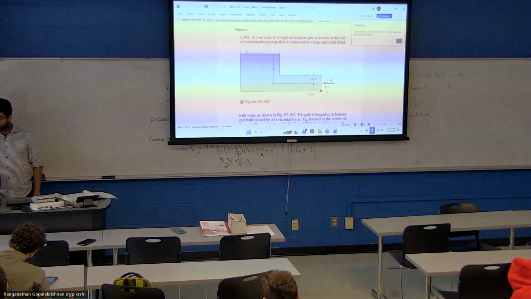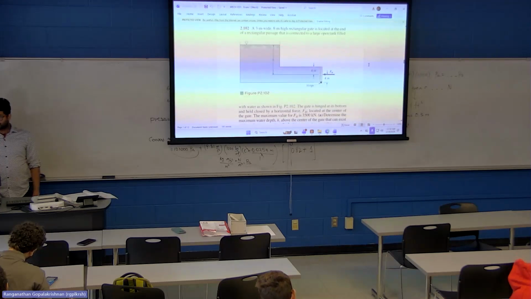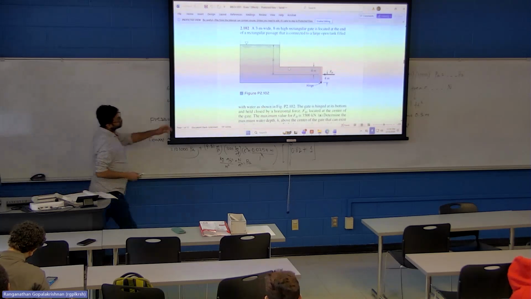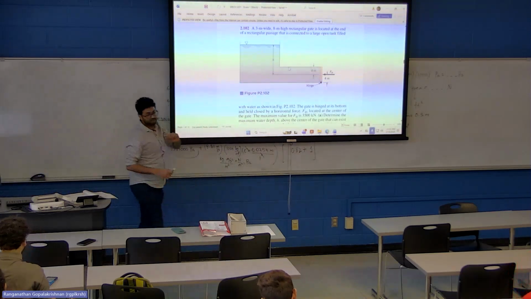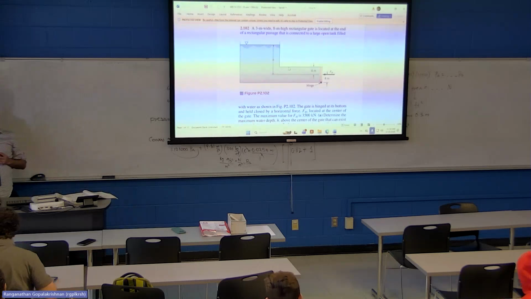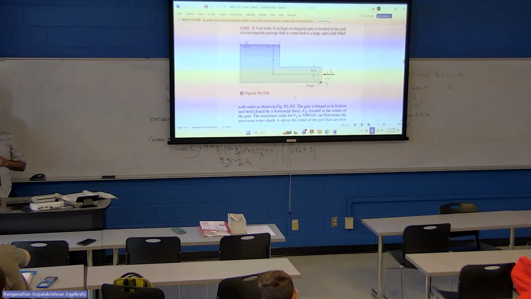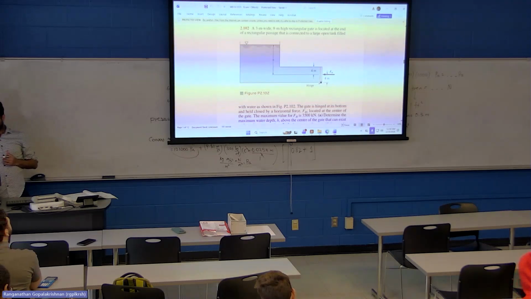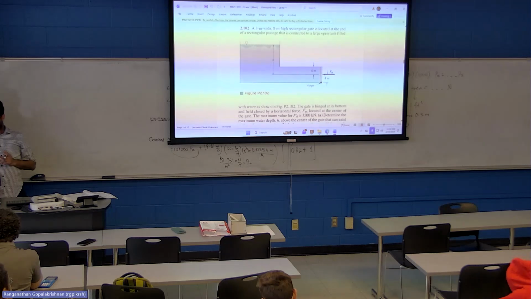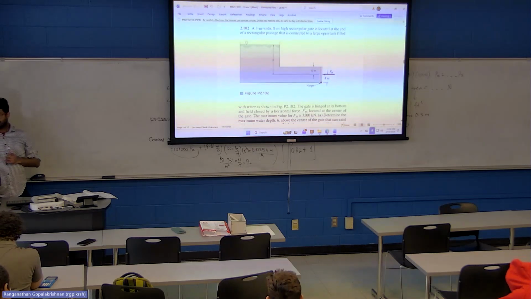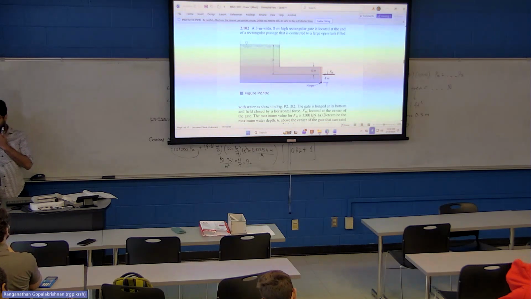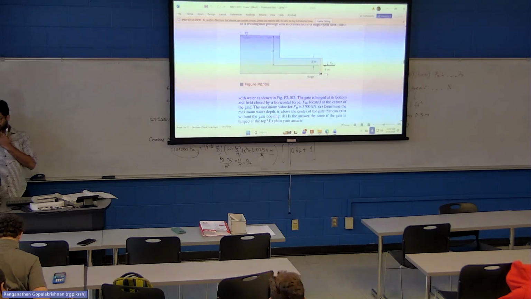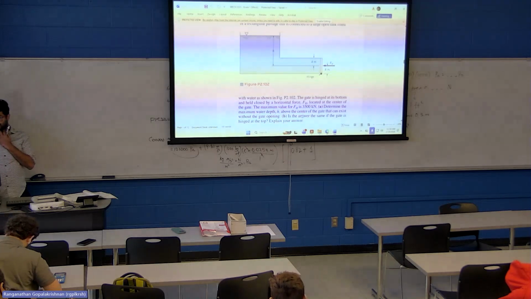A three-meter wide, 8-meter high rectangular gate is located at the end of a rectangular passage. So this passage is rectangular, not circular. Rectangular passage that is connected to a large open tank filled with water. The gate is hinged at its bottom and held closed by a horizontal force Fh located at the center of the gate. The maximum value for Fh is 3,500 kilonewtons. Determine the maximum water depth above the center of the gate that can exist without the gate opening.